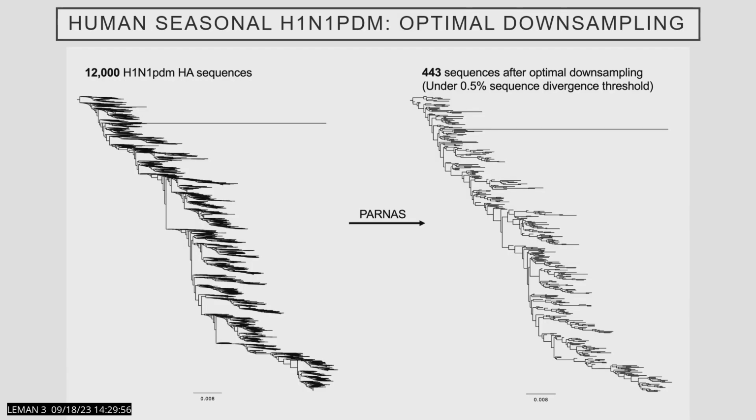And this is just to show how this works on a very small conservative threshold. Here we started with 12,000 human seasonal H1N1 HA genes. And then we downsample under a very small conservative 0.5% sequence divergence threshold. And then we go from 12,000 sequences to only 443 sequences, and we don't lose much information. We actually don't lose any information beyond that 0.5% threshold. And of course, 443 is not something you're going to stick in a vaccine, but you can play around with that threshold and get to the number that's actually useful.